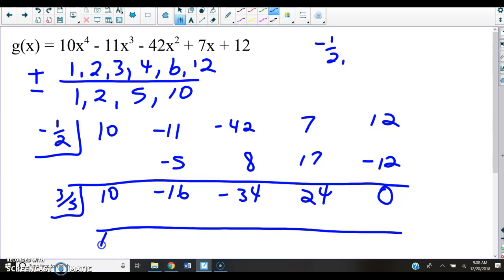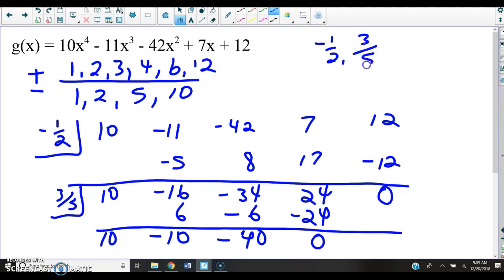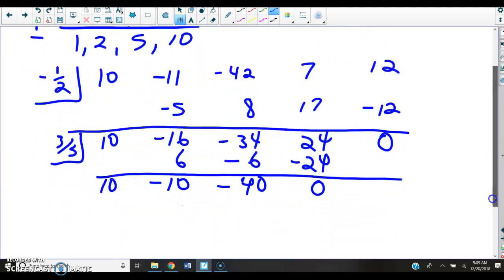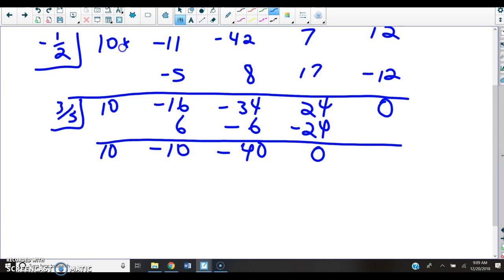Okay, so here's my 10. 3/5 of 10 would be 6, so that gives negative 10. So negative 6, negative 40, that would be negative 24. Was supposed to be good. So the 3/5 works. Okay, so now, remember that started as x to the 4th. So this was x cubed. This is x squared, and I could take a 10 out. So I got 10 times x squared minus x minus 4.